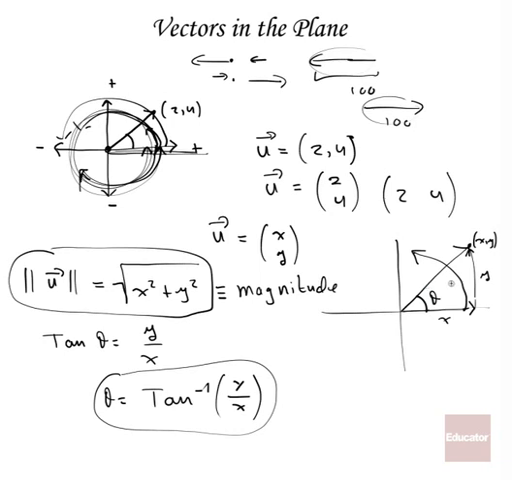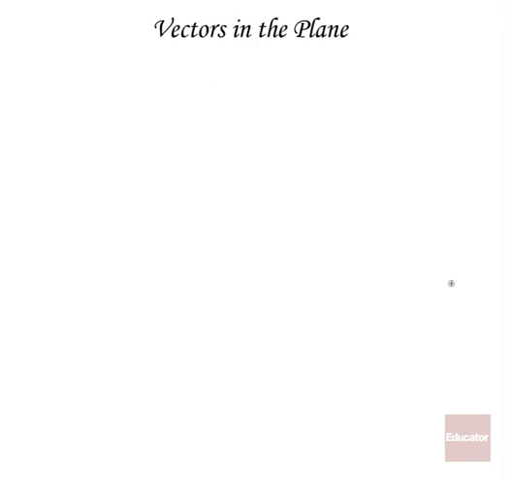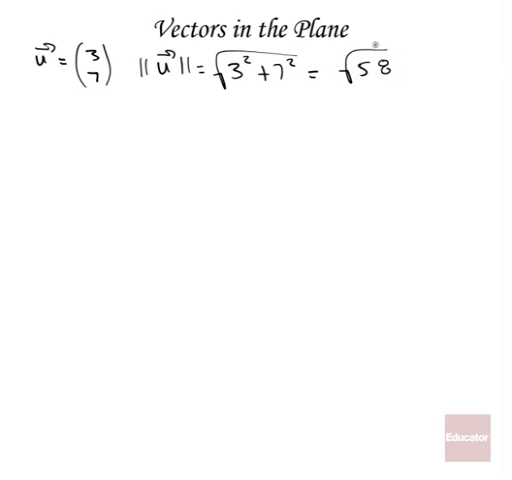Okay, let's do an example here. So let's say I have the vector u is 3, 7. Okay, so 3 in the x direction, 7 in the y direction. It's in the first quadrant. They're both positive. So the magnitude of u equals the square root of 3 squared plus 7 squared. 9 plus 49 equals 58. Radical 58. That is our magnitude. It is that long.